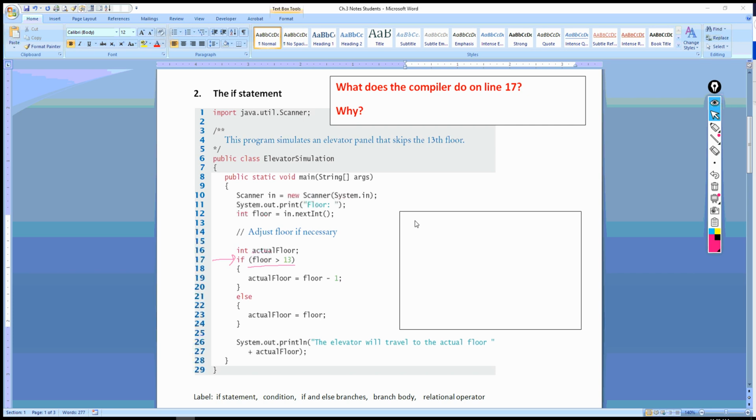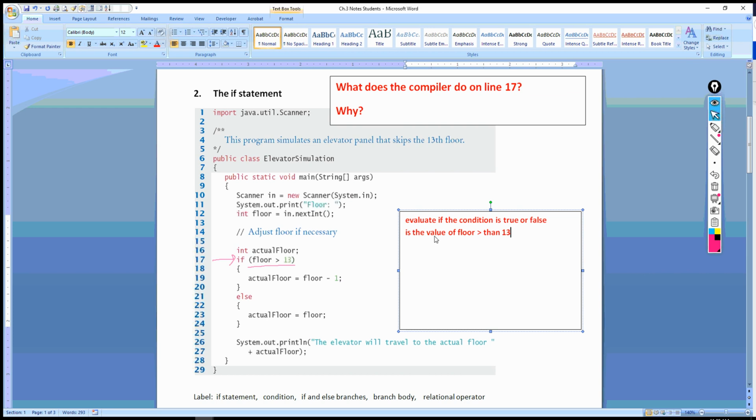So what does the compiler do on line 17? So what it does is it looks at this condition and it's asking a question. It evaluates if the condition is true or false. In other words, another way to say that same thing is the value of floor greater than 13.